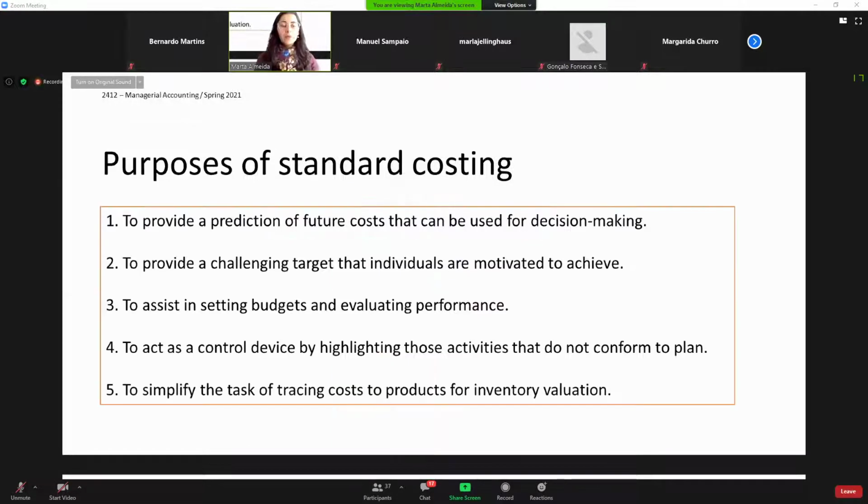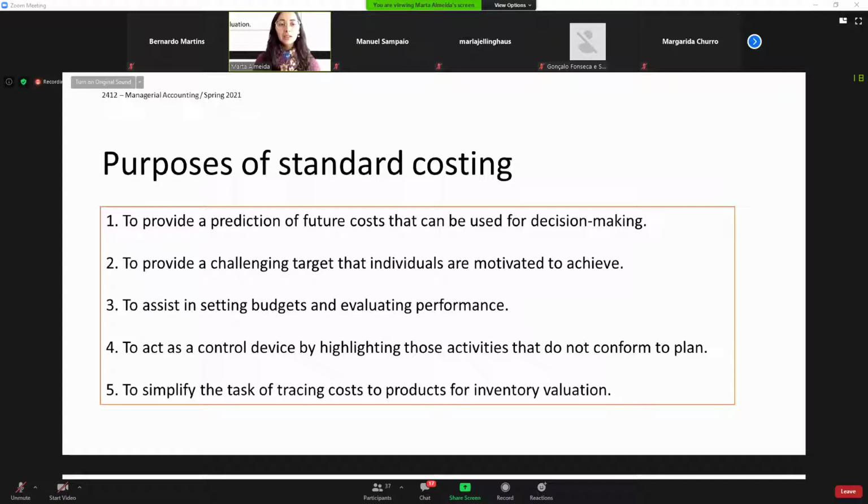Very good. So what are the purposes of standard costs? The first is to provide a prediction of future costs, which will be used for decision making. If a client comes and says, I want you to produce this special canoe and I will pay you this much, the company will decide whether or not to accept this special order.